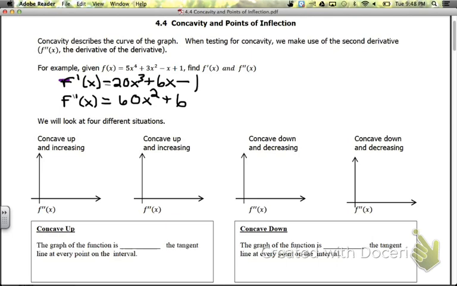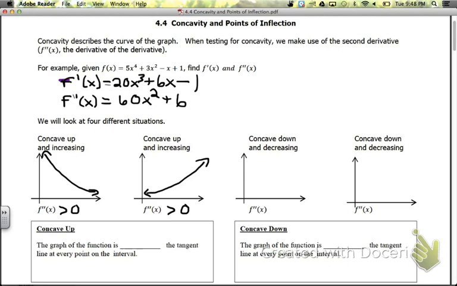So we're going to look at 4 different situations here. First, we're going to look at when we have concave up and increasing. So we will have both of our graphs look like the following. The first two here are both concave up and increasing. Here, our second derivative is going to be greater than 0. And again, this will also be our second derivative being greater than 0.